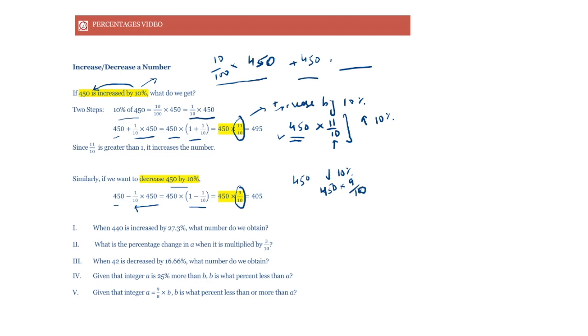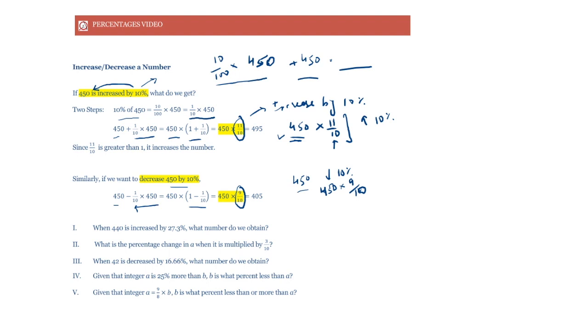Now, similarly, we can find out the multipliers in various cases and then increase or decrease a number using a single step only. Here it is fairly simple to calculate the 10% of 450, so you might not see the value in multiplying by a single fraction, but soon enough we will. Let's look at these questions.